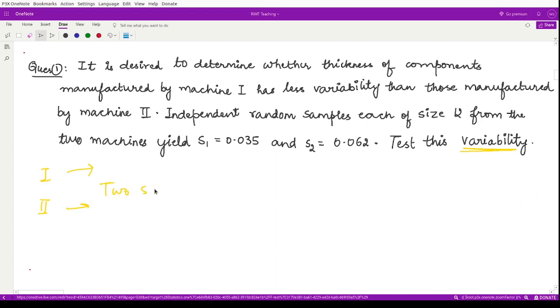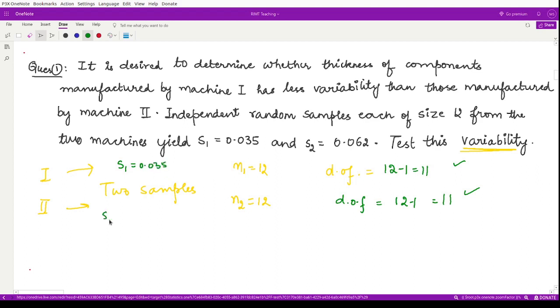So we have two samples, each having size n. Your n1 is 12, your n2 is 12. So what would be the degree of freedom for the first sample? It would be 12 minus 1, that is 11, and in this case also your degree of freedom would be 12 minus 1, that is 11. So these are the degrees of freedom for these two samples. For the first sample you have the standard deviation as 0.035, and for the second case you have the standard deviation as 0.062. This is also given to you.